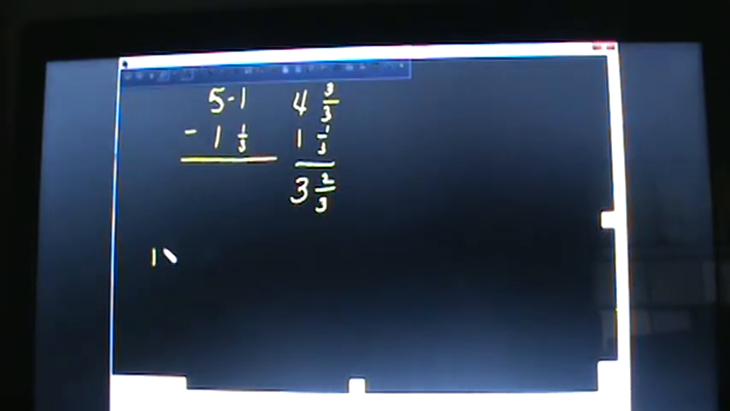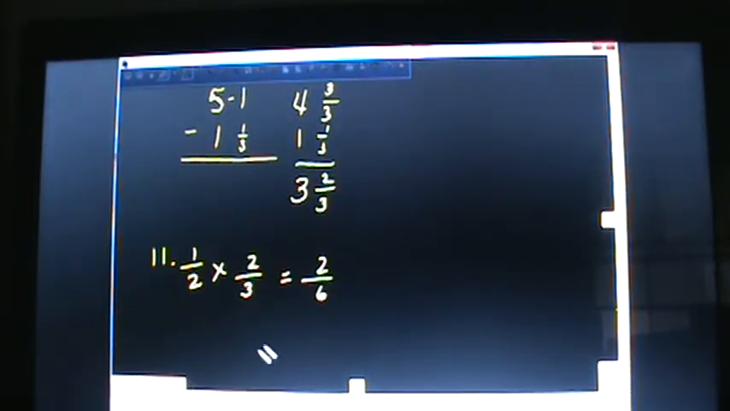Number 11. What is the product of 1/2 and 2/3? I have to remember that the word product means that I'm going to multiply. If I simply multiply straight across, that would give me 1 times 2 is 2. 2 times 3 is 6. 6, which I reduce down to 1/3.